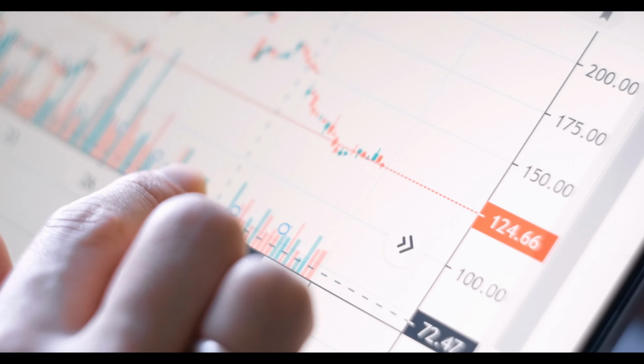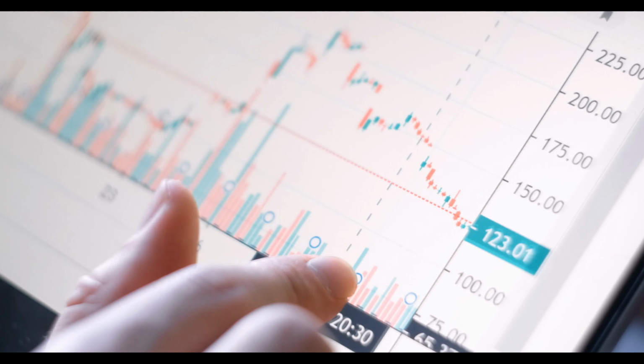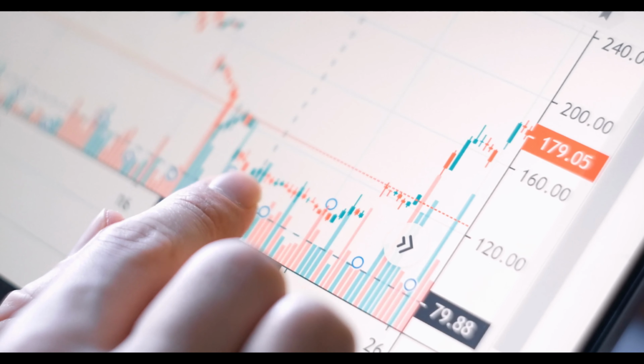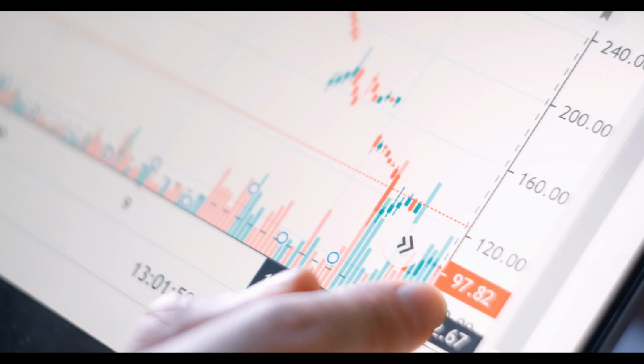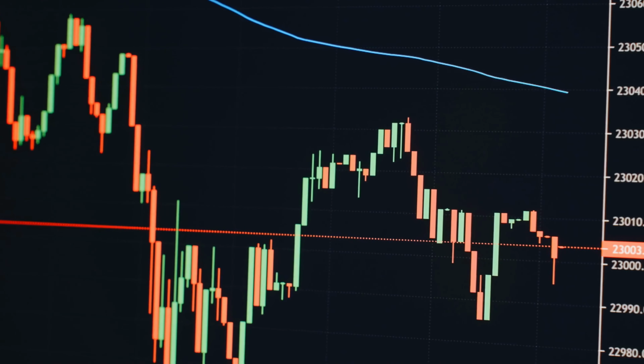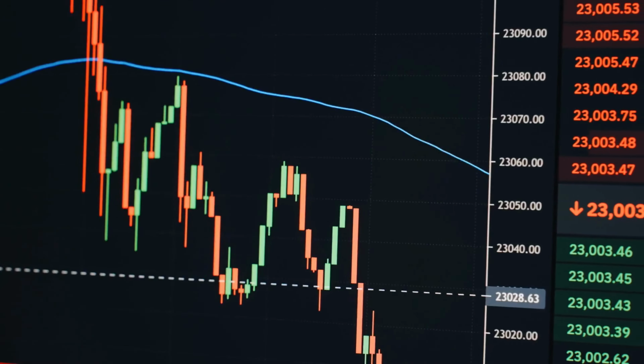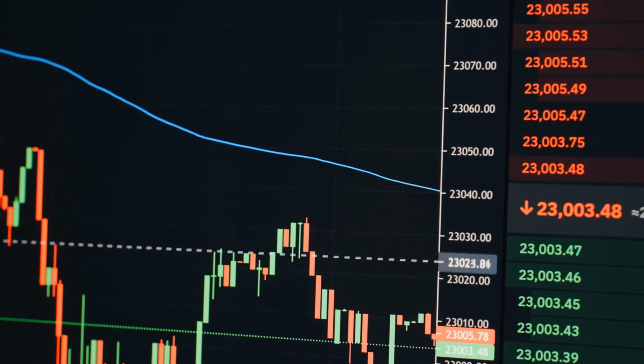Engulfing equals reversal. Doji equals indecision. Hammer equals bounce. Just memorize the shape and go? Not quite. That's one of the biggest lessons in the Candlestick Course. Candlestick patterns are tools, not guaranteed formulas. Every pattern needs context, and the book makes this painfully clear.